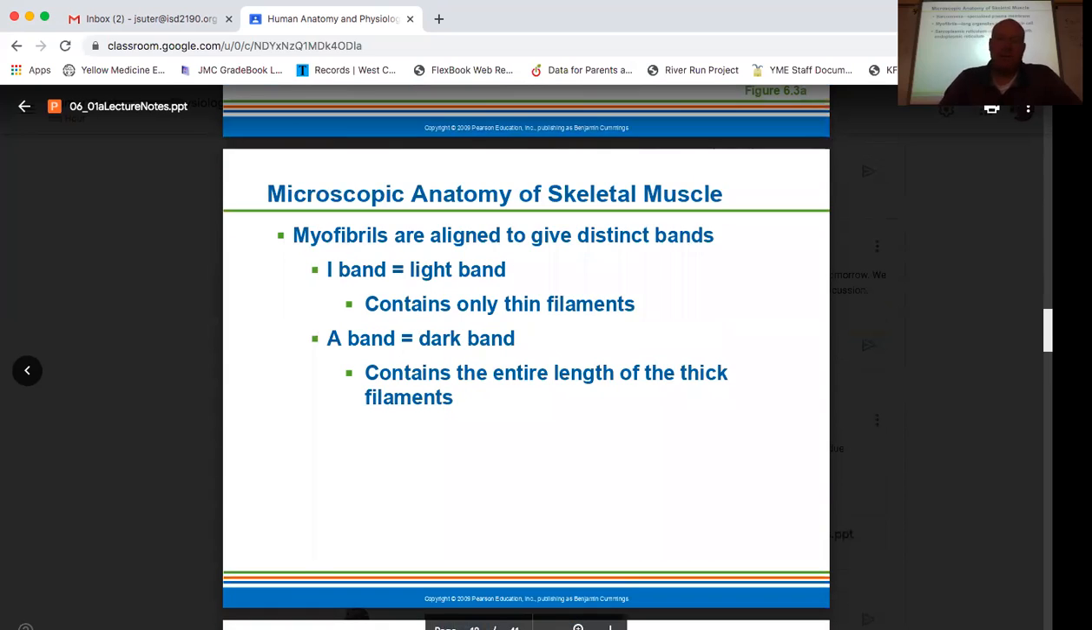So when we get to looking at skeletal muscle underneath the microscope, you probably remember that it is striated, and by that it had these banded patterns of dark and light areas within it. The striations are because of the myofibrils that are inside there. The I band is the light band, and it contains only thin filaments. Specifically, its name is actin. The A band is a darker band. It's the entire length of the thick filament, and we call that myosin.